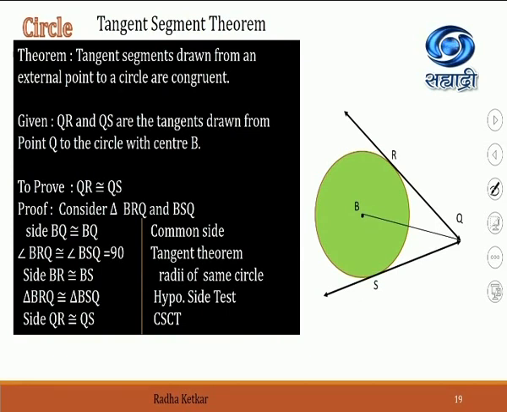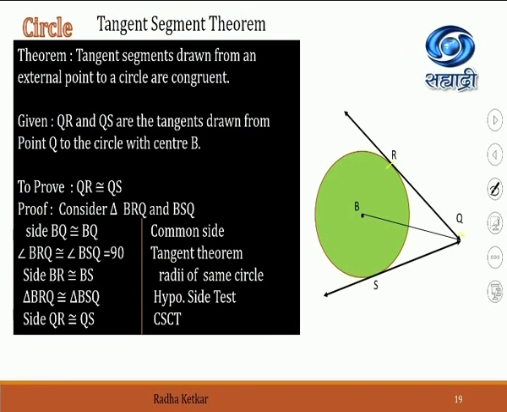And what do we mean by tangent segments? If you consider this point Q and the point which is common to a tangent and the circle, that is point R, then the distance between Q and R, or distance QR, is nothing but the tangent segment.